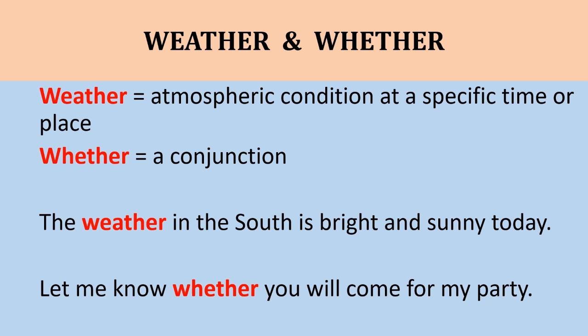This pair of homophones is spelt W-E-A-T-H-E-R and W-H-E-T-H-E-R, pronounced as weather, weather. W-E-A-T-H-E-R, weather, is the condition of the atmosphere, atmospheric condition at a specific time or place. The weather in your city, that is W-E-A-T-H-E-R. And W-H-E-T-H-E-R is a conjunction. I have done an entire video on conjunctions. If you go there, you will find whether.